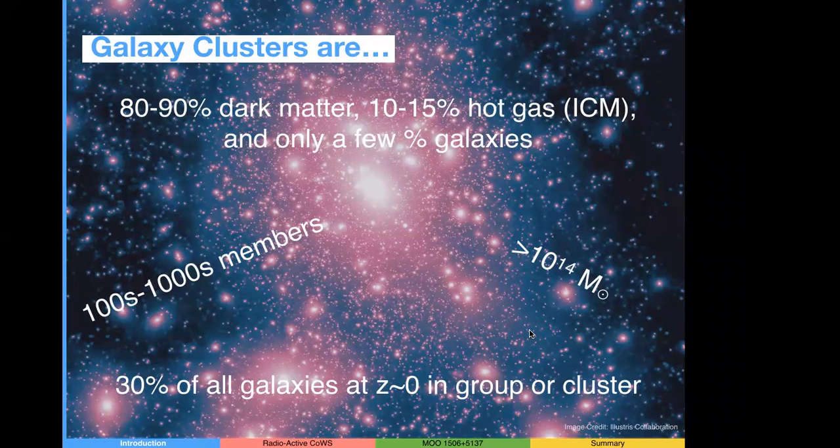For you to understand why this galaxy cluster is interesting and why the high radio activity is also interesting, here is a bit of background on galaxy clusters. There can be hundreds to thousands of galaxy members in a cluster, but those members only make up a few percent of the total mass. In fact, 80 to 90% of the mass of a galaxy cluster is dark matter, and 10 to 15% is hot gas that we call the intracluster medium. These clusters typically have masses of 10 to the 14 solar masses and greater. Cosmological simulations tell us that in the local universe, 30% of all galaxies are in a cluster or a group. So this is an important environment to understand galaxy evolution as a whole.